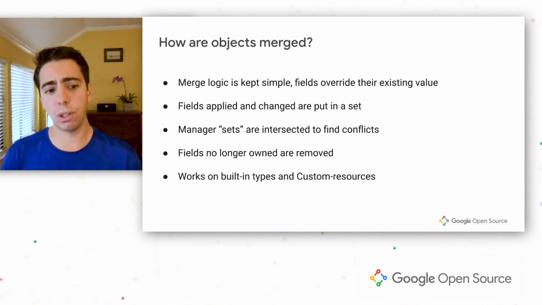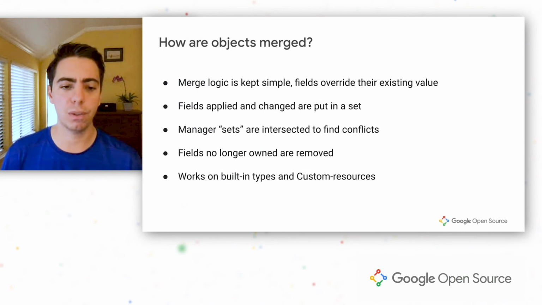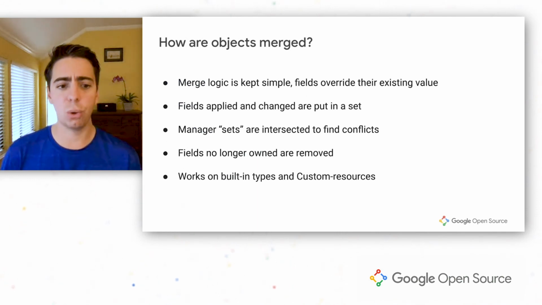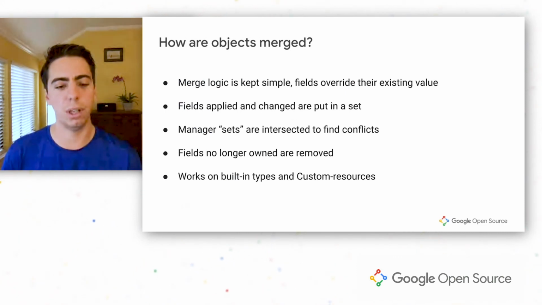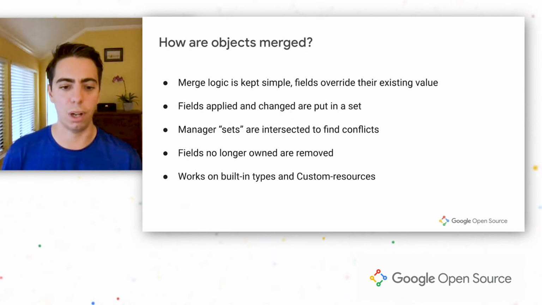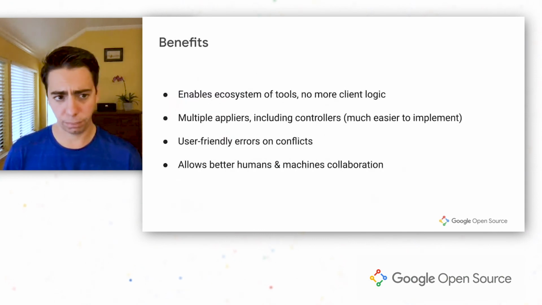Also, finally, this works for built-in types and custom resources. We're really trying to make custom resources work the way built-in types work. And for that, we've tried to make everything look and behave as closely as possible. So if you are writing a custom type, all of these should work exactly the same way as it would if you had a built-in type. We don't want you to miss out on any feature.